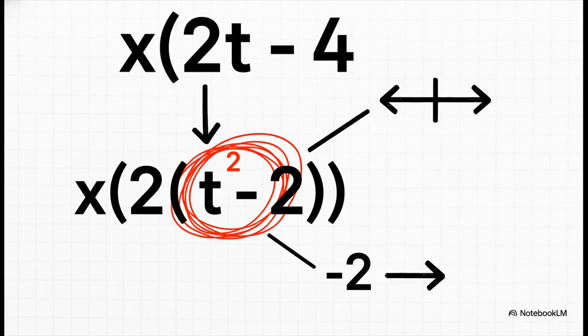So, following our method, what's the very first thing we do? We factor. We look inside the parentheses and we pull out that scaling term, which is 2. This immediately rewrites our expression into x of 2 times t minus 2. And just like that, this new form tells us exactly what we need to do. A scaling by a factor of 2 and a shift of 2.